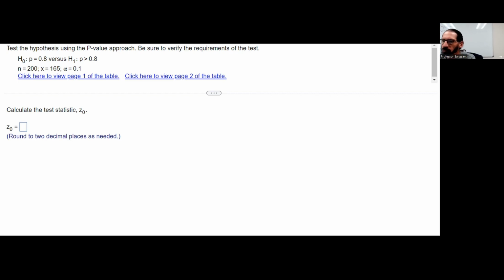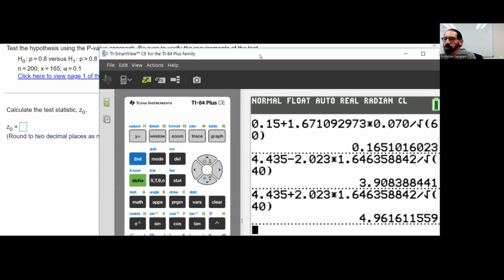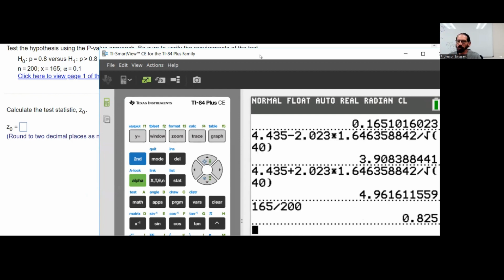Okay, so first off, we need to calculate what p hat will equal. That's going to be the 165 divided by the 200, so 0.825. Just because that sample proportion is larger than 0.8 is not enough. We need to take into consideration how the sampling distribution is spread out. So, remind you of the formula here.